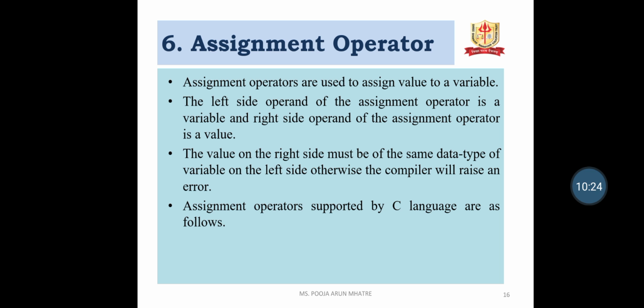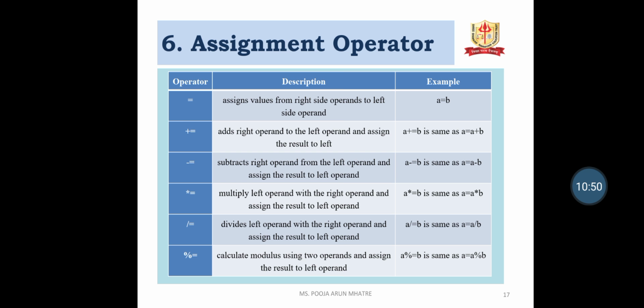Assignment operator. The assignment operators are used to assign a value to a variable. The left side operand of an assignment operator is a variable and the right side operand is a value. The value on the right side must be of the same data type as the variable on the left side, otherwise the compiler will raise an error. Assignment operators supported by C programming are as follows.